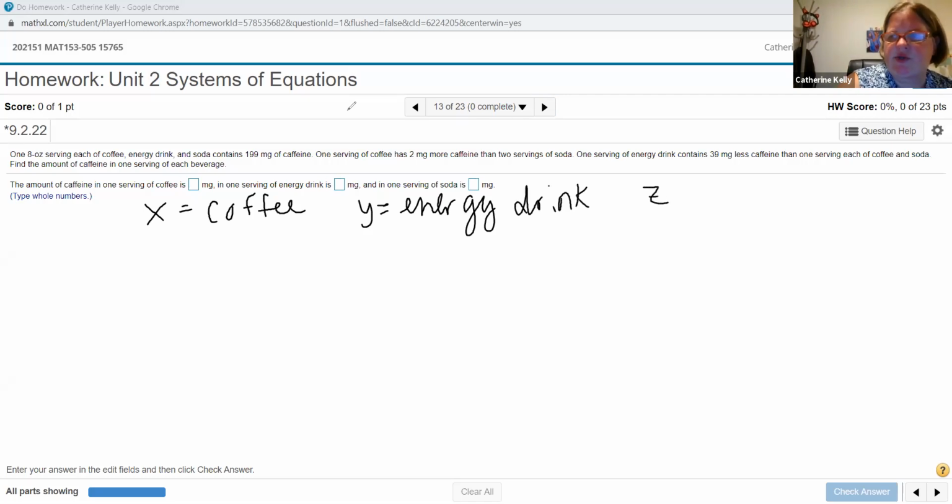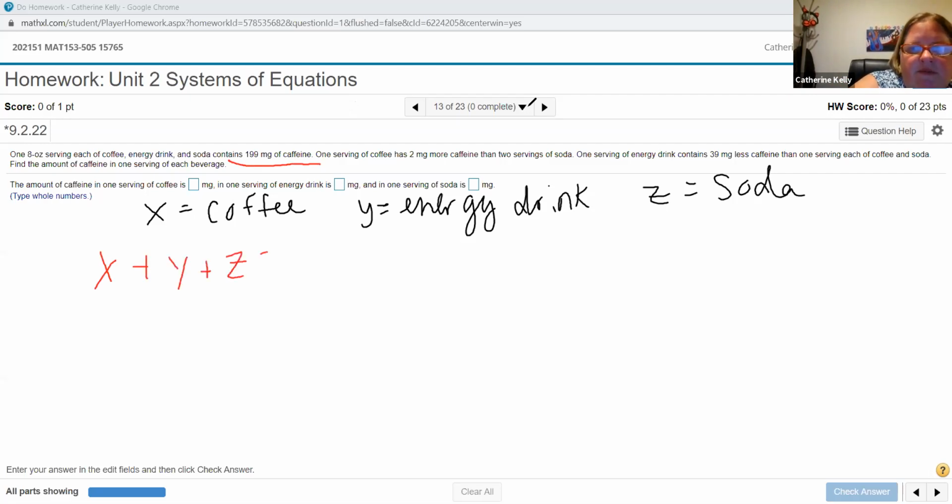And Z equals soda. So I put that up there so I know exactly what it is. And then all 3 of them contain 199 milligrams of coffee. So if I have X plus Y plus Z, it's going to equal 199 milligrams of coffee. Or caffeine, my bad.